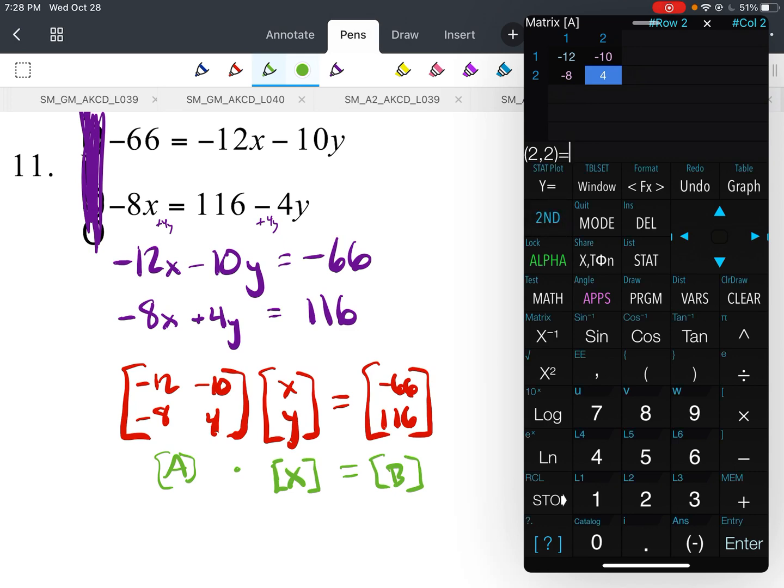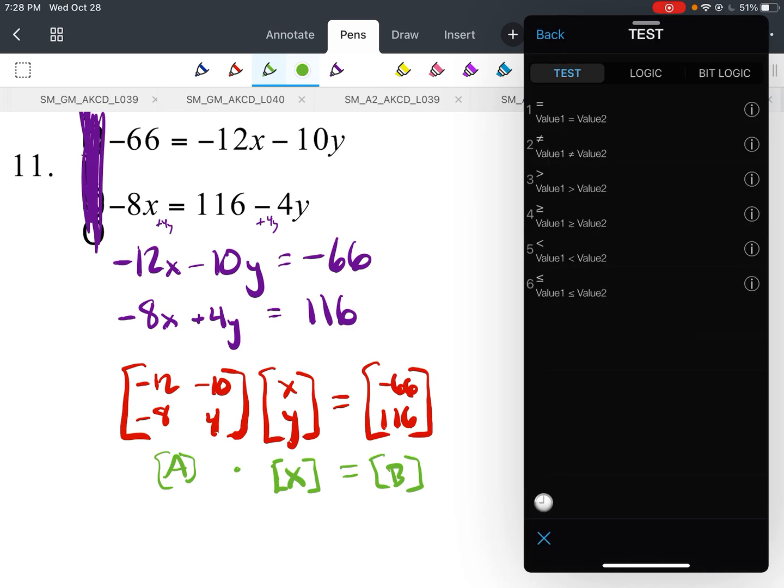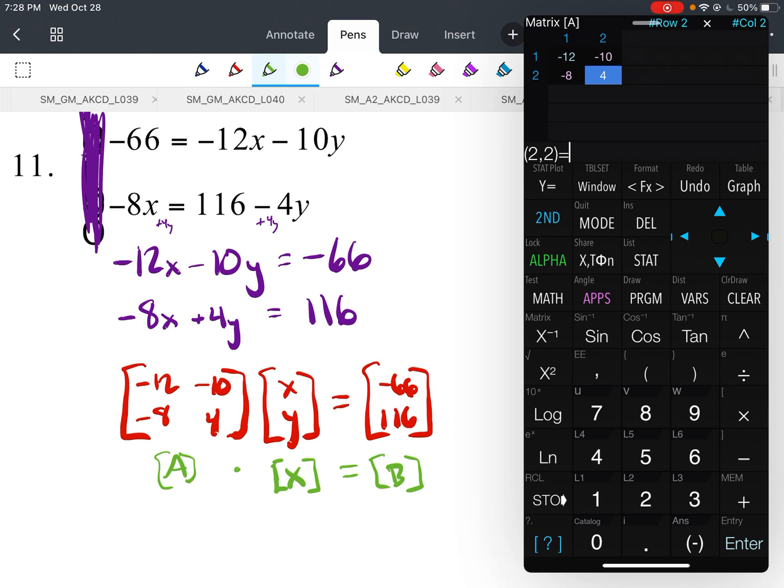All right. Now, I've got all my matrix looking good. Let's get out of here and let's go to matrix, edit B. And I want B to look like just a 2 by 1. So let's go up to there and do 2 by 1. And that's good. I've got negative 66 and 116. Bam. Okay, so that's all she wrote. Now I'm going to go back to the home screen.